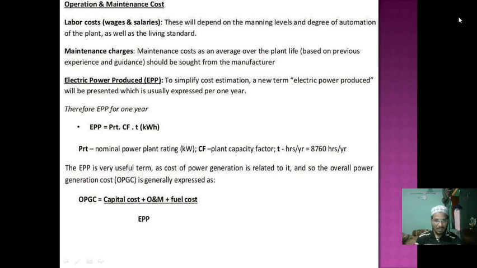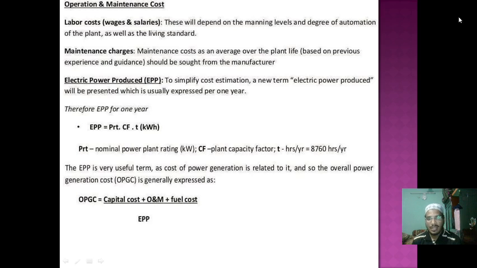PRT is the nominal power plant rating. Nominal power plant rating means generally how many kilowatts the power plant will generate. And CF is the plant capacity factor. T is hours per year. So in that year, the total is 8,760 hours. We have taken 8,760 hours.